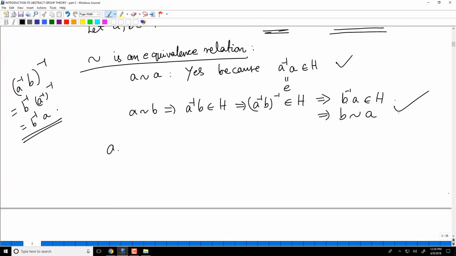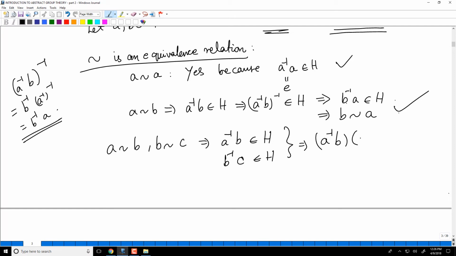Now let's take A is related to B, B is related to C. That means A inverse B is in H and B inverse C is in H. Because H is a subgroup, it is closed under multiplication. So the product A inverse B times B inverse C is in H, but that means A inverse C is in H. That means A is related to C.